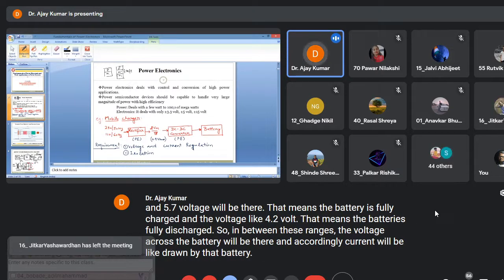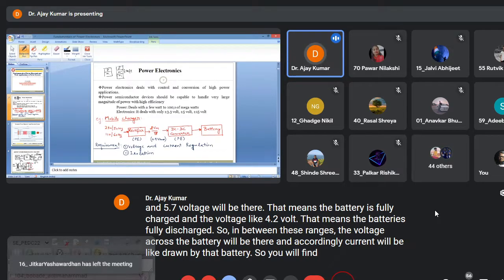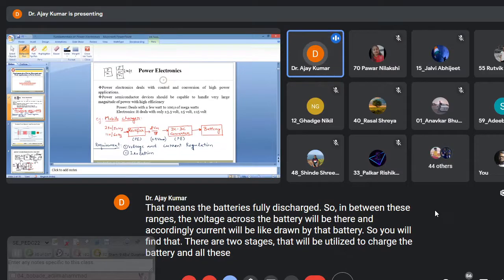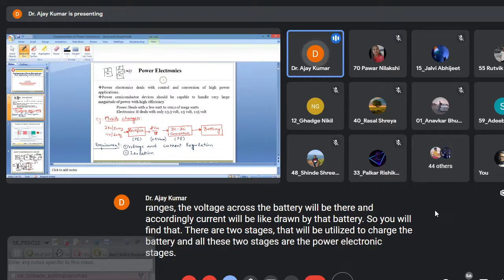So you will find that there are two stages that will be utilized to charge the battery, and both stages are power electronic stages. The first stage is a rectifier, then a power electronic converter, that is DC to DC. Now, what are the requirements of this power electronic stage?